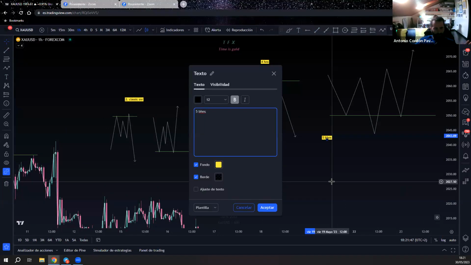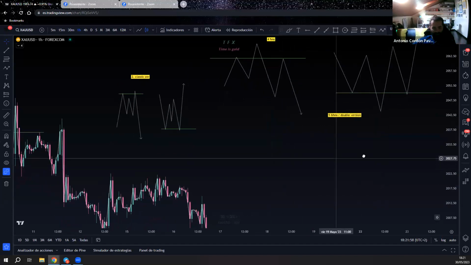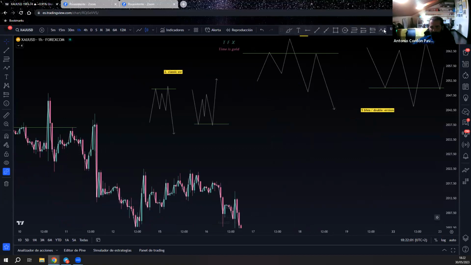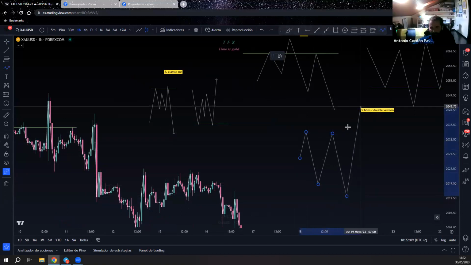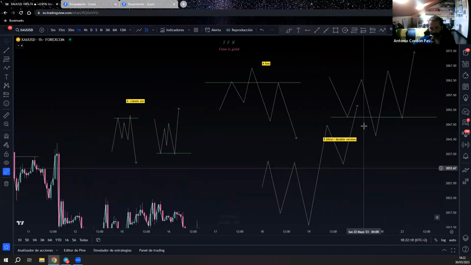And here we have the first one and the second one, that as Rob explained to me was the double version. I'm going to explain that as well. In the first one, we have the shoulder right here, and then we have the head right here. When we broke this level, and then we come back to the same level to the shoulder, and then we bounce.